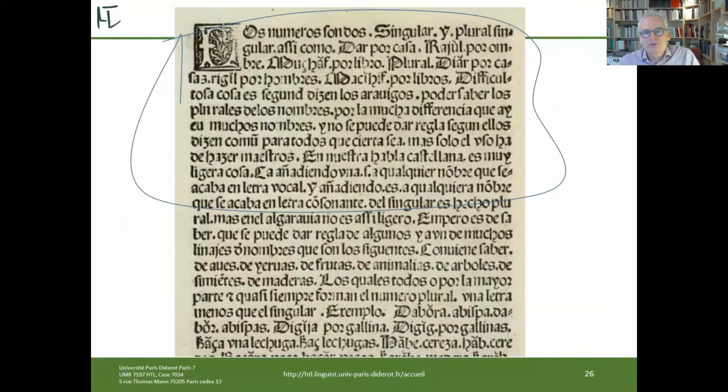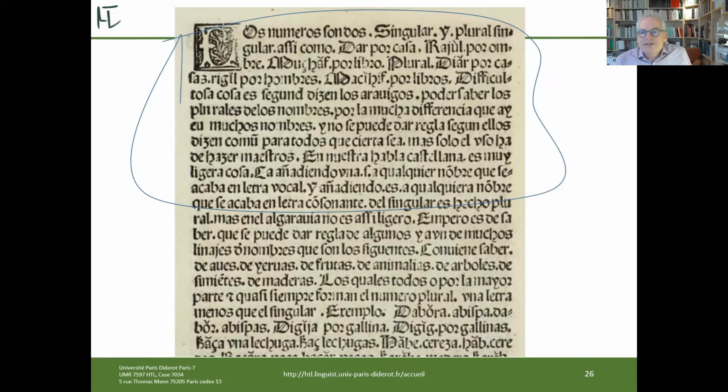And then he discusses somewhere in his grammar the singular and the plural, and actually there are two, but there's also a dual. But of course, the language described here is the spoken variety of Granada. It is Andalusian, or the Arabic variety in Granada. You find the plural forms here, and then actually it stops after 4 lines, and then you can see dificultosa cosa es, según dicen los. It's very difficult, poder saber los plurales, to know the plural forms of the nouns.